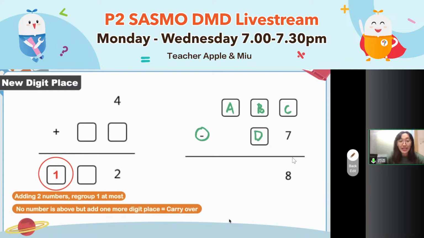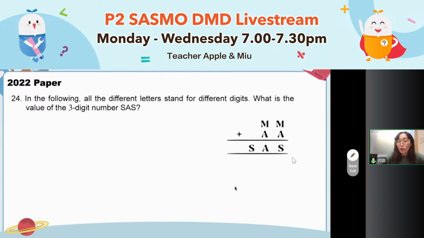Think about it. Which one is the extra digit place? Yes, good job. It is A, right? Again, it is A. And could you please tell me what is the digit of A here? Yes, what is the digit A here? Okay, correct. So again, for the highest place, it is 1. Understand now? Yes. Okay.